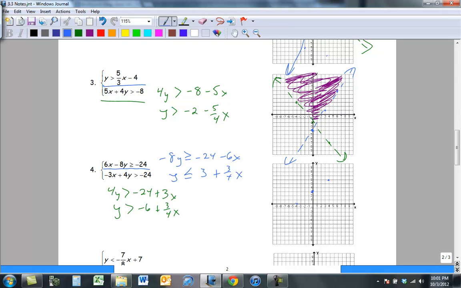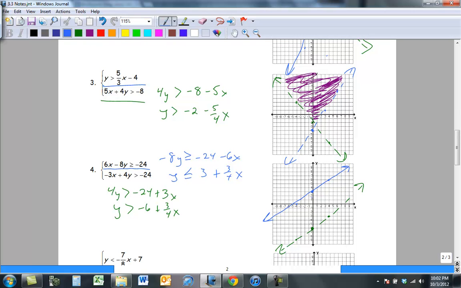Now, you may have noticed they both have the same slope, don't they? What does that mean? They both got the same slope, so they are parallel because they have different y intercepts. One's 3 over 4. And then this one's going to be dashed.